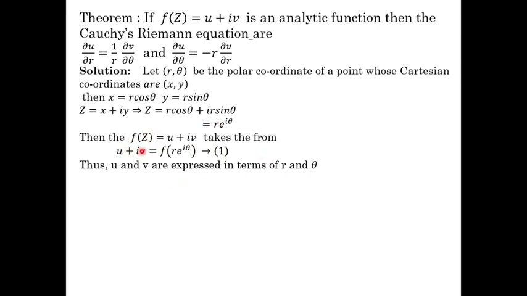Thus, u and v. See here, in the previous classes, u and v were expressed in terms of x and y. But today in this class, u and v are expressed in terms of r and theta. Now differentiate one with respect to r and also theta, because the variables here are r and theta. In the Cartesian form, x and y are the variables, here r and theta. Therefore, differentiate one with respect to r and theta.